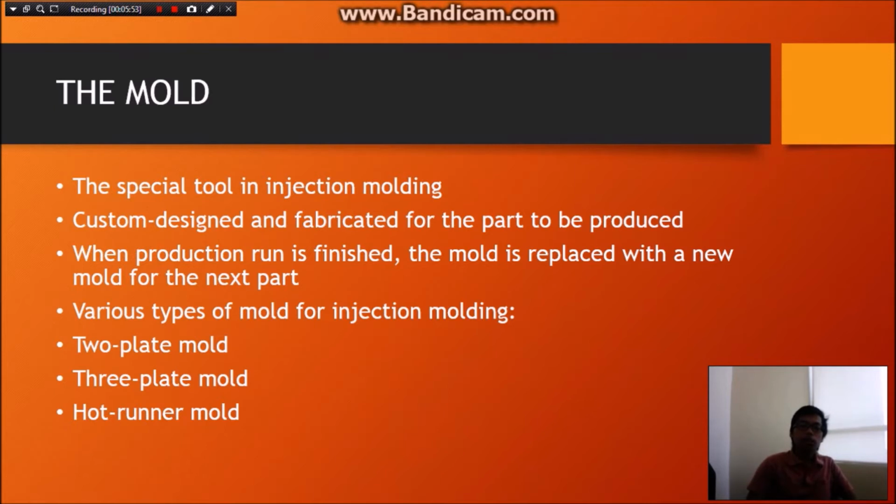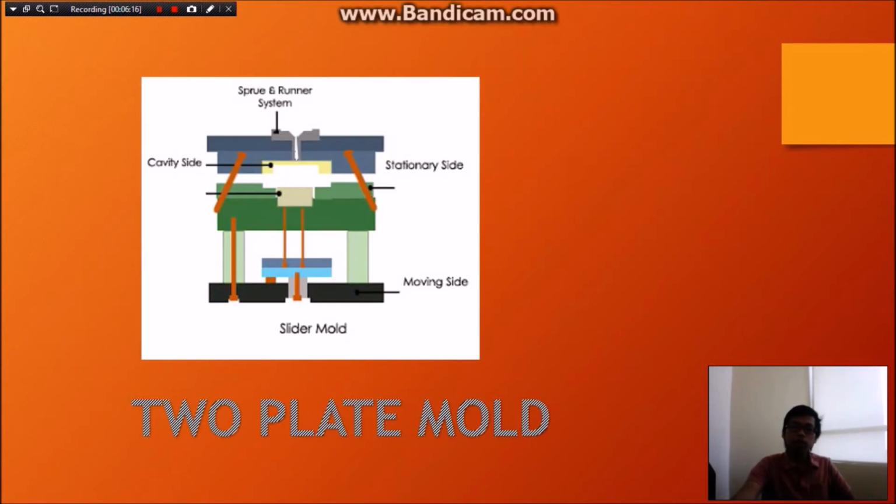Okay, next process is the mold. The mold is a special tool in injection molding. It is custom designed and fabricated for the part to be produced. When production is finished, the mold is replaced with a new mold for the next part. Various types of mold for injection molding: 2-plate mold, 3-plate mold, and hot runner mold.